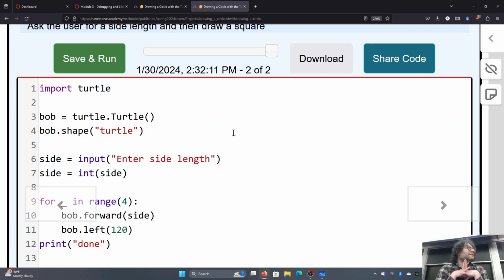Yes? So we always have to put import turtle at the top. If you want to use a turtle, yes, you have to put import turtle at the top.